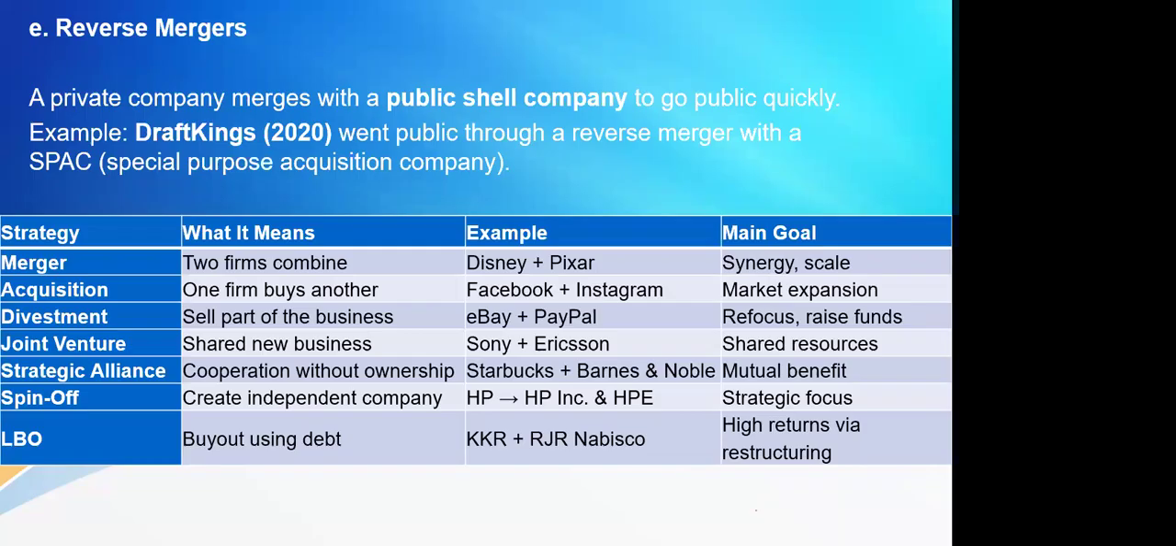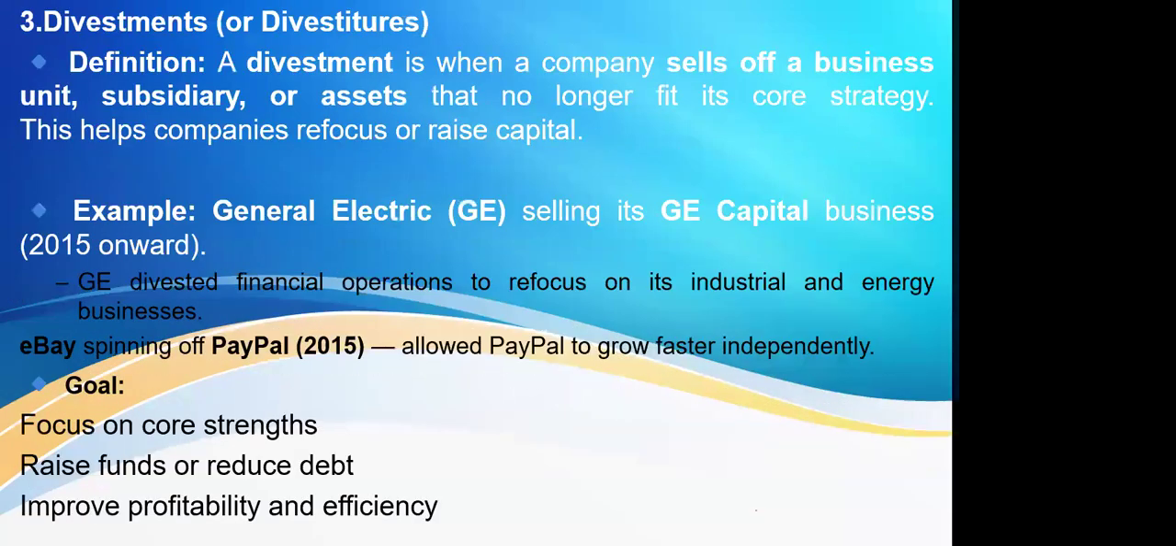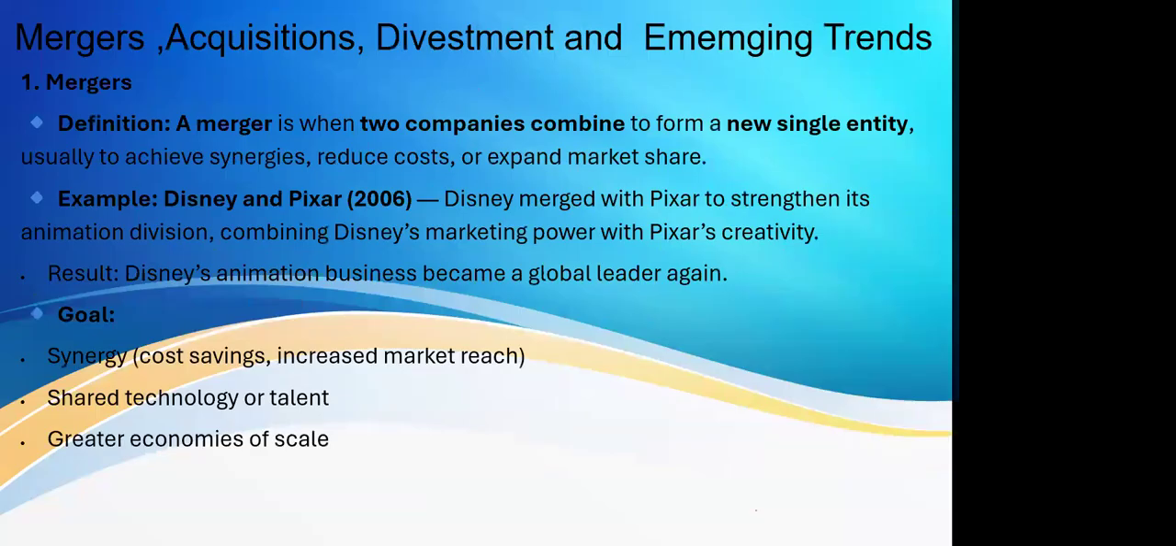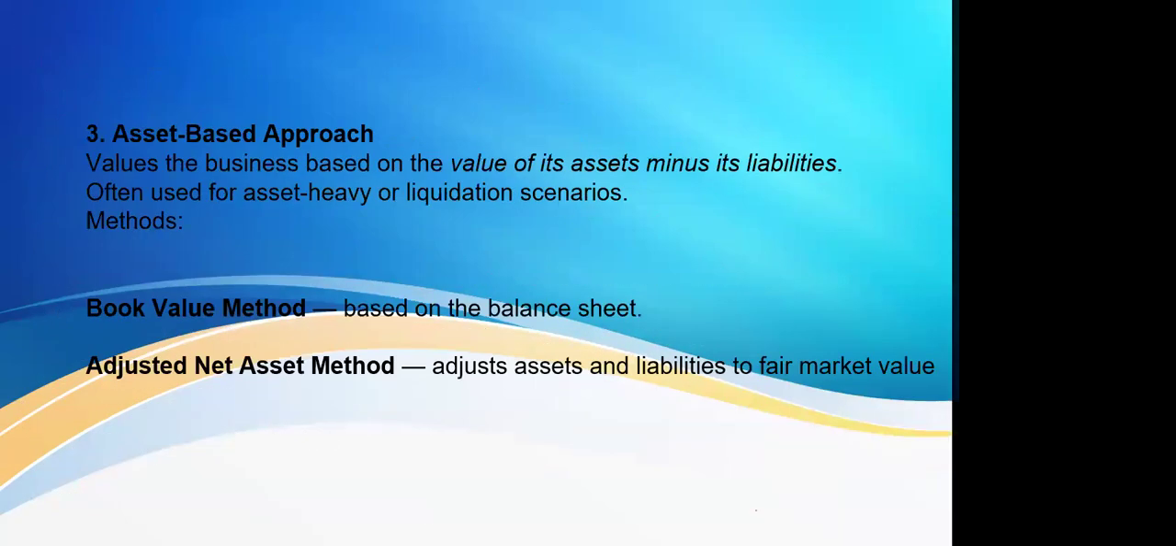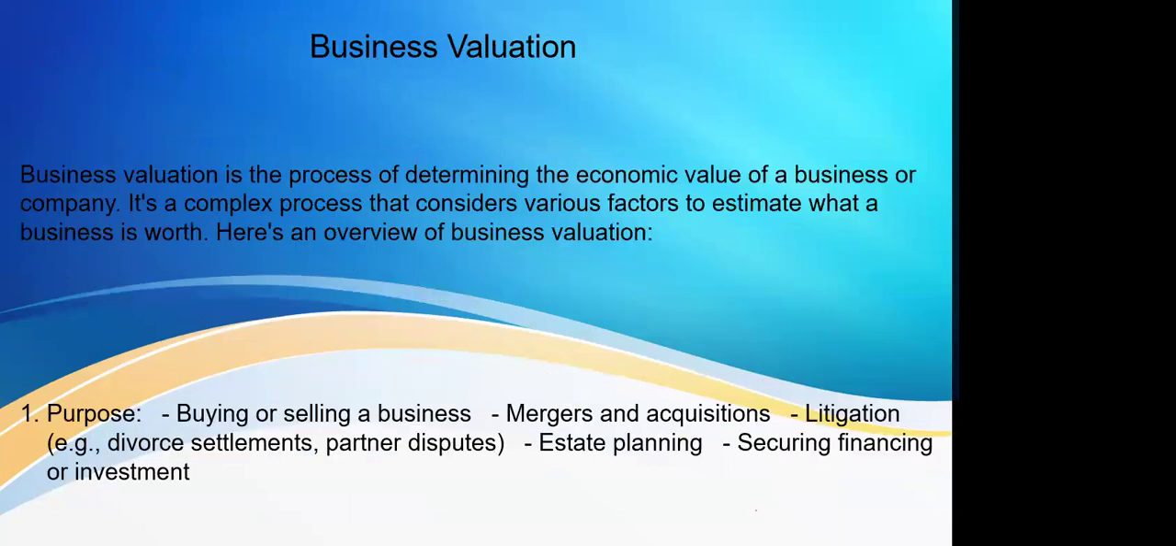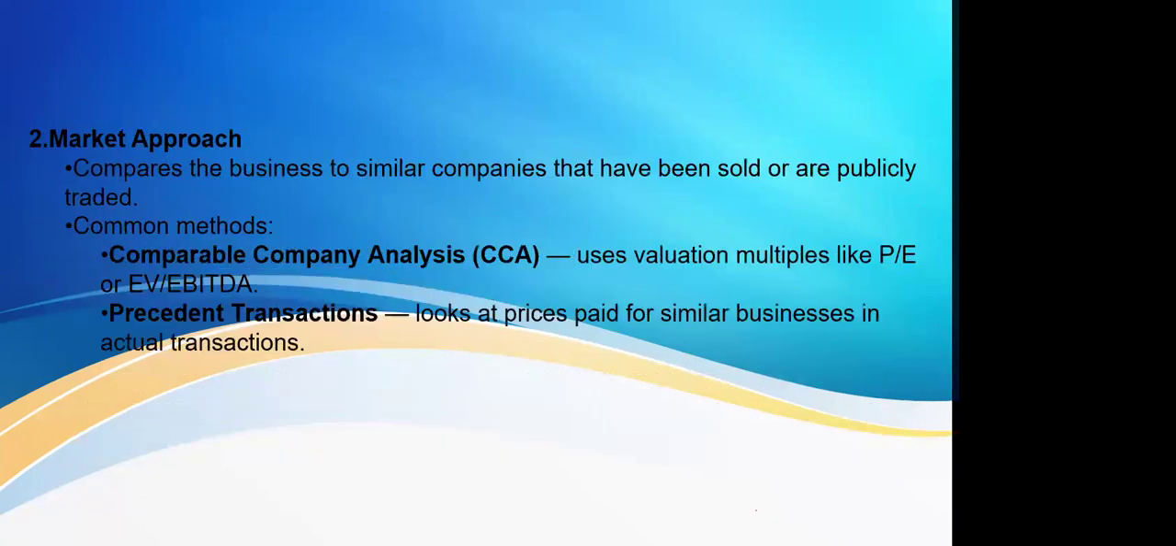The last one before the last, spin-off. Create an independent company. Again, strategic focus. The last one, buyout using debt. So you can read more and more examples and understand each and every concept. Even though it is more towards accounting, it is something like a growth strategy. Okay. Any questions?